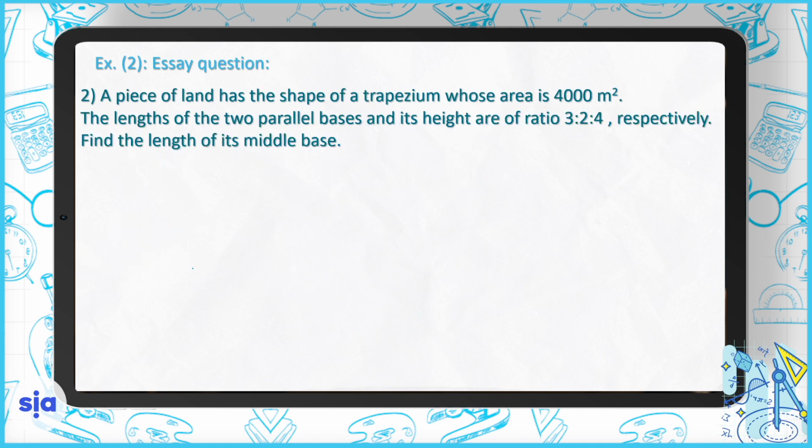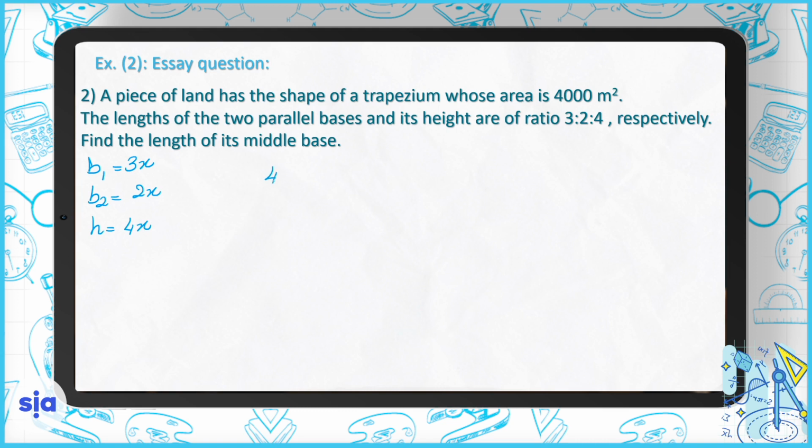Question 2. A piece of land has the shape of a trapezium whose area is 4,000 meters squared. The length of the two parallel bases and its height have a ratio of 3:2:4, respectively. Find the length of its middle base. So we're going to make base 1 be 3x, where base 2 is 2x, and the height is 4x.